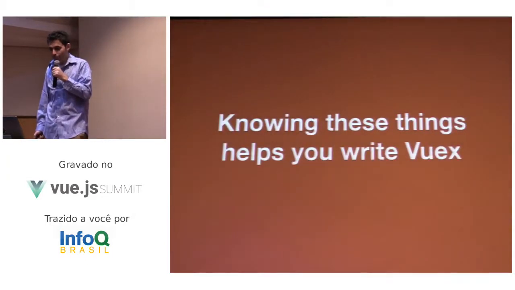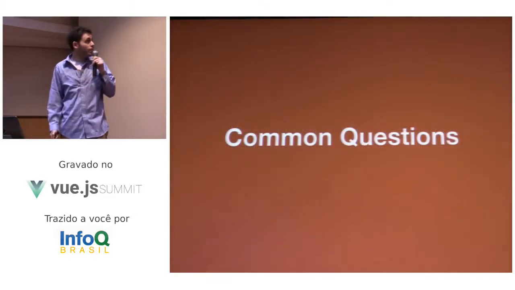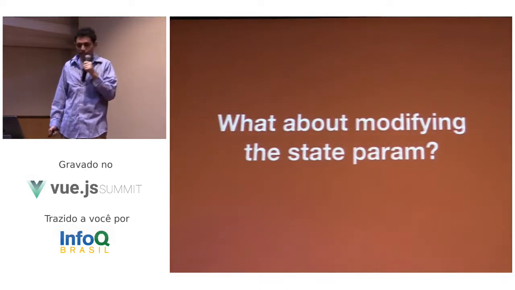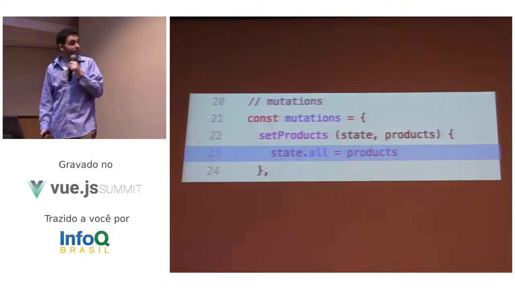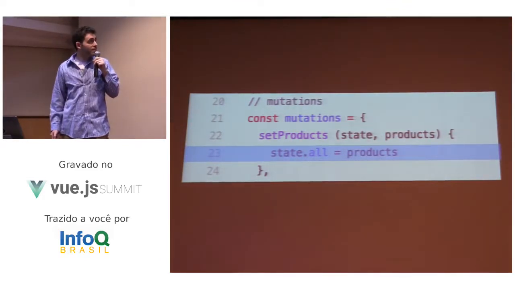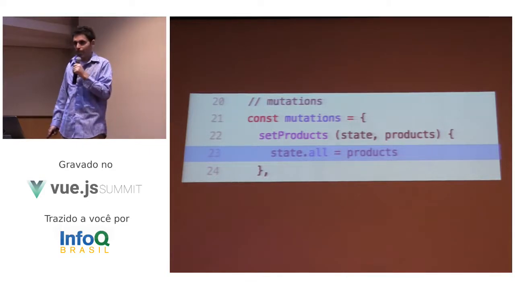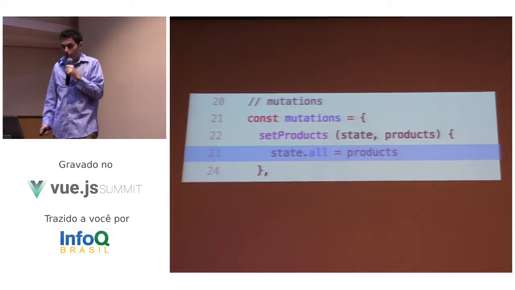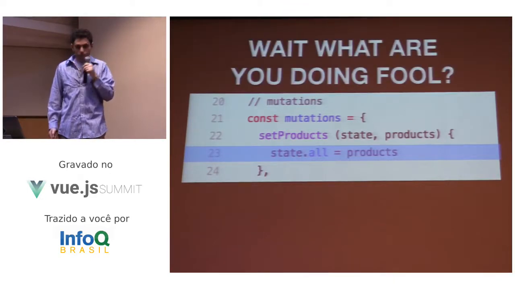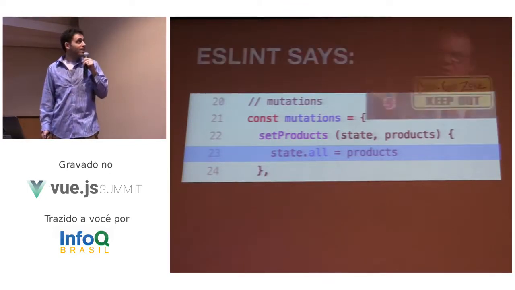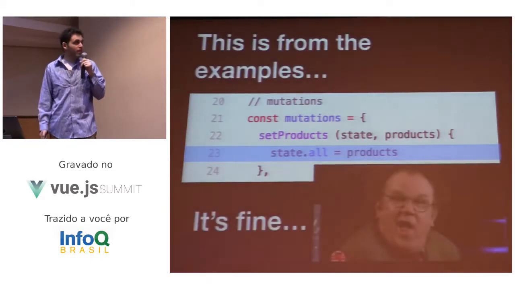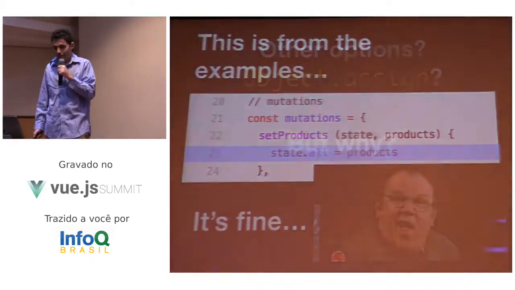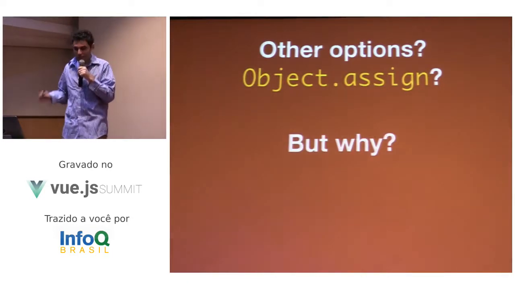So knowing these things helps you write vuex. And so one of the common questions you might ask is, well, what about modifying the state param? Can I modify the state param directly? Well, something like this, where you just say state.all equals products. The problem with this that people will say is that, what are you doing, you fool? You're not supposed to do that because ESLint says don't do that, don't modify the param directly. But this example is totally fine because it's from the documentation. They do it in the documentation. It's fine, it's meant to work that way.